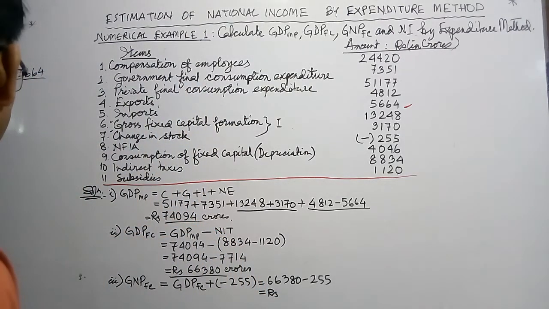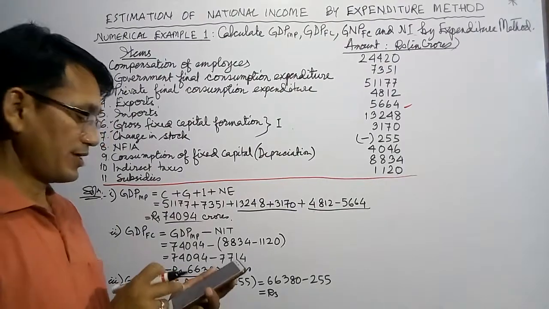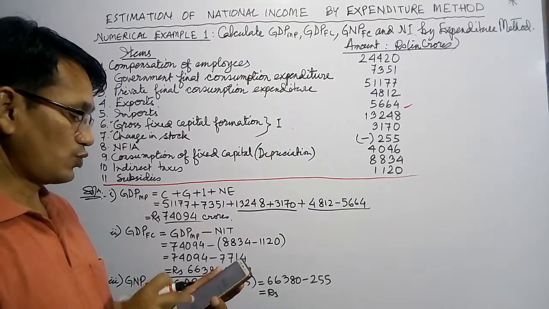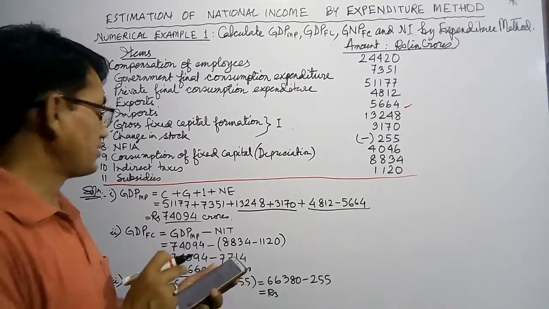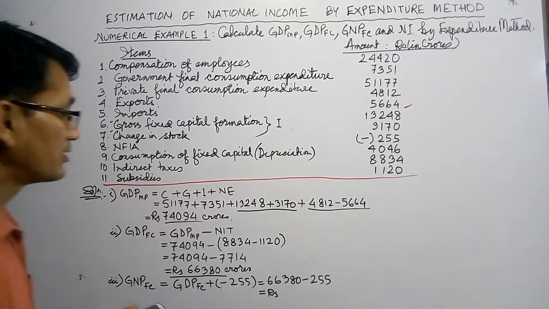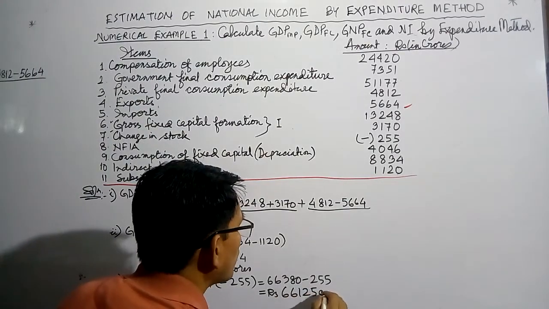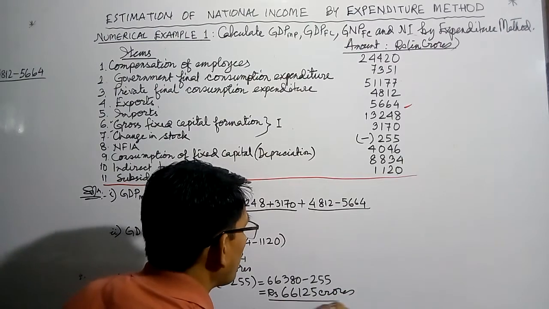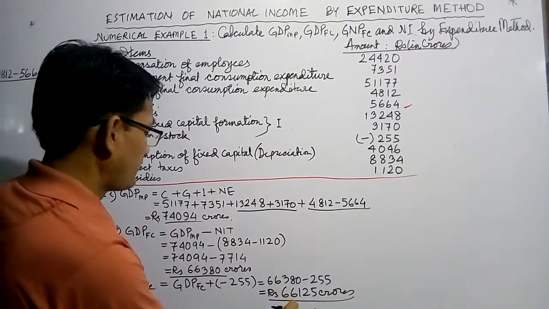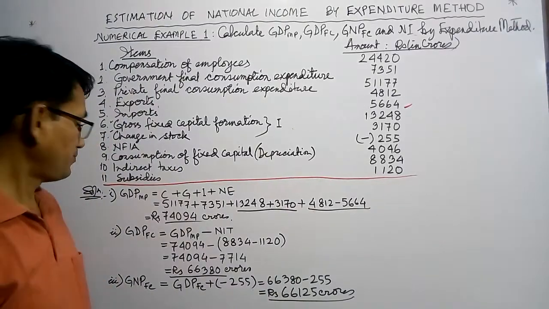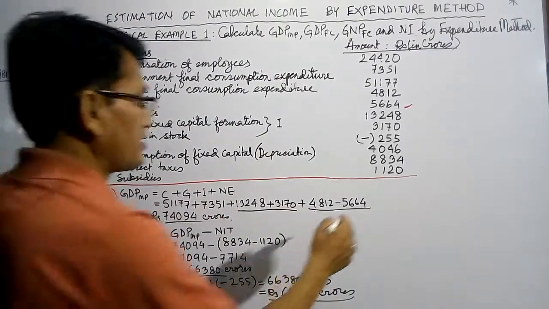66380 minus 255. That is 66125, that is rupees 66125 crores. This is GNP factor cost, we call. Then the last one, national income.